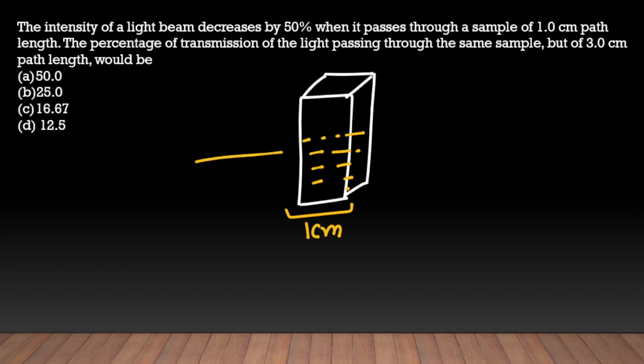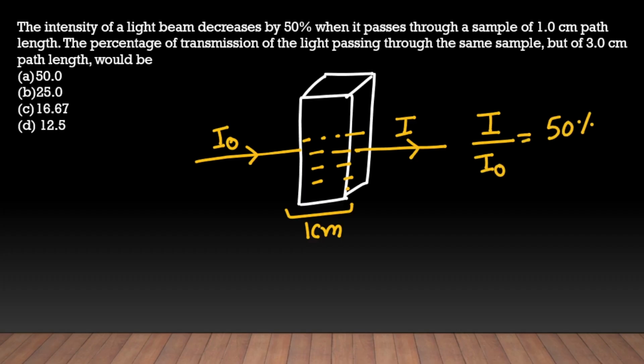In this, when you are passing the light, which is of intensity I naught, after passing through the sample, the intensity of the light which is coming out of it will be I. It is saying that the intensity decreases by 50%, which means the final intensity that you are getting compared to the original one has decreased by 50%. That means the transmission that is taking place is 50% of the original one. Suppose 100% we have transmitted through this sample, what we get outside is only 50% of it.